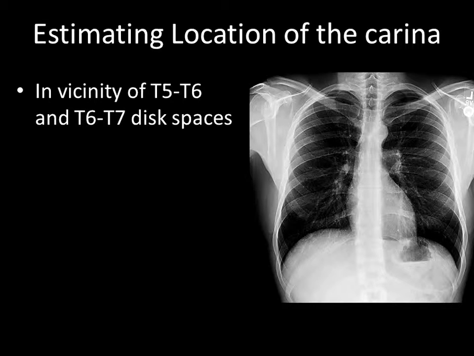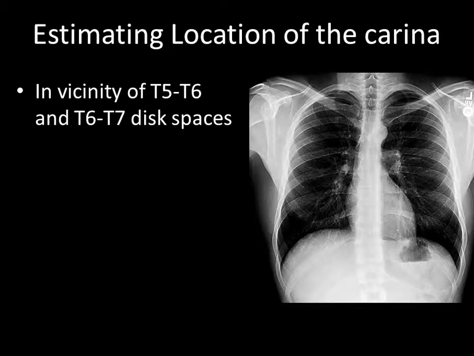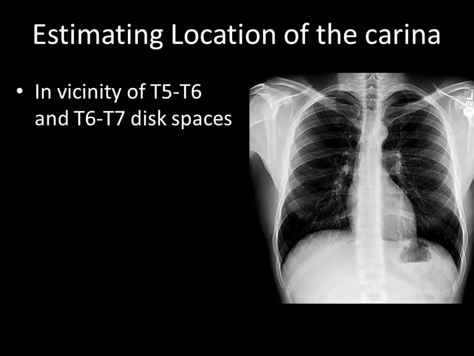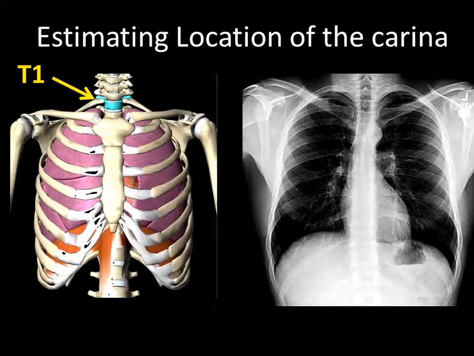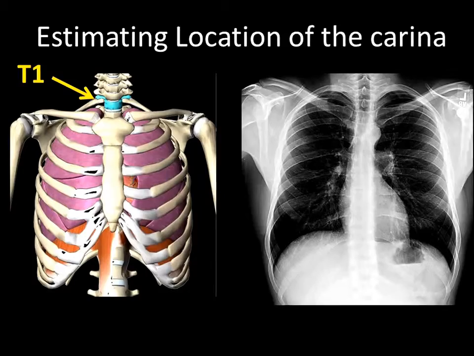Sometimes the carina is not visible in a chest film. You can approximate its location by looking for the T5, T6, and the T6, T7 disc spaces. We'll quickly show you how to estimate the location of the carina.